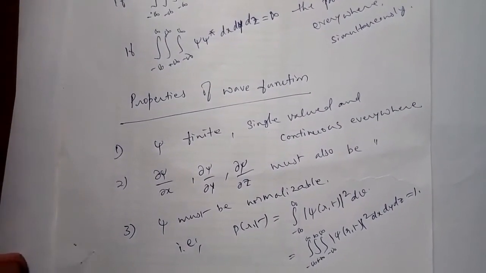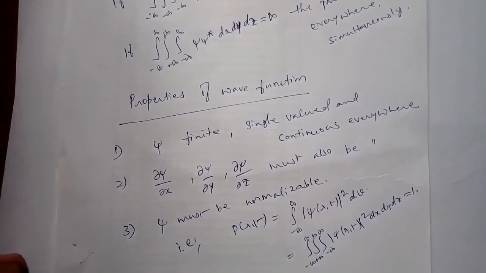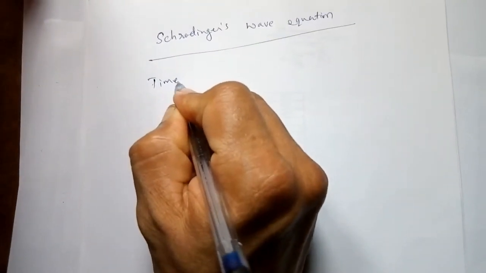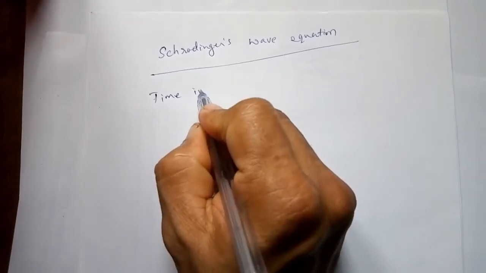Next, let us move on to the Schrodinger wave equation. We are going to see there are different types of Schrodinger equation, time dependent and time independent. We are going to see the time independent one.